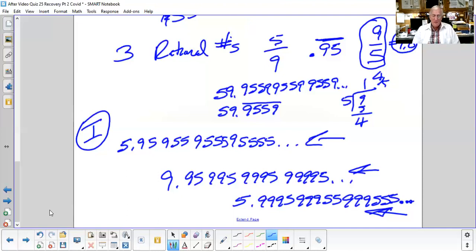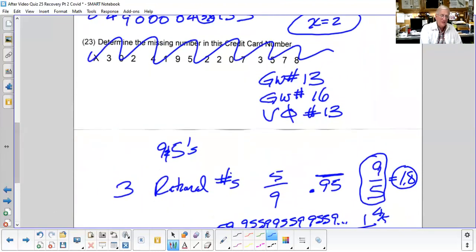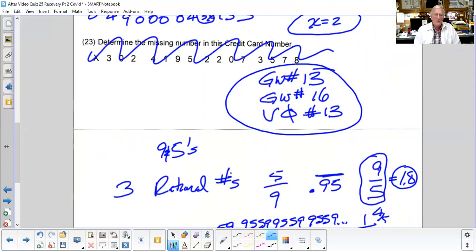Okay, so with this being said, let me refresh your memory again of what your assignment is going to be. It is these 3 things. I would like you to do any parts that I haven't crossed out on group work 16, any parts that I haven't crossed out on group work 13, and I would like you to complete video quiz 13 for me and text me the answers to that quiz.